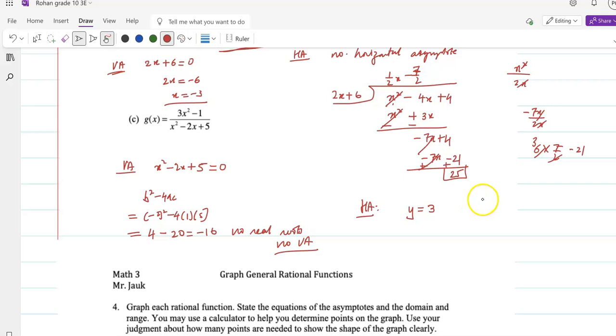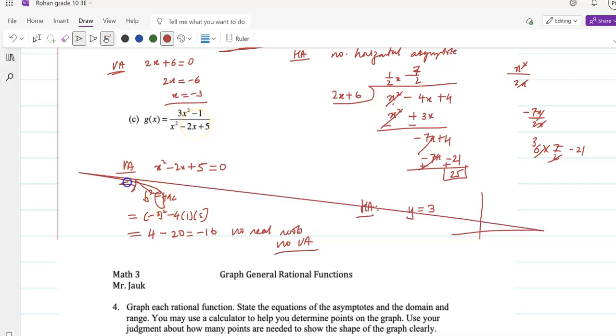Wait, I just want to see one thing with the asymptotes. So wait, if I graph this. Graph the entire thing. If you graph the function. Why is this happening?